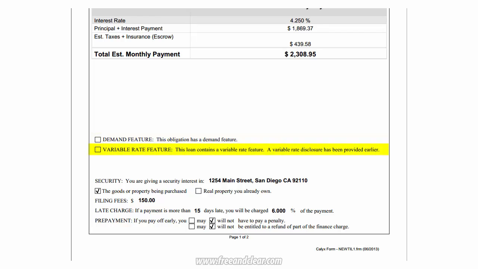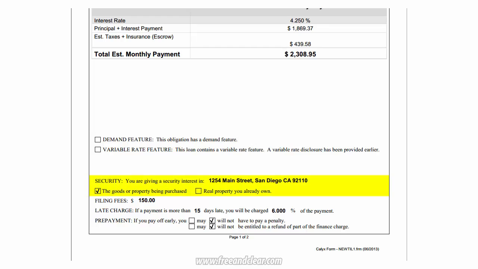The next box indicates if your loan has a variable feature. If your loan has a variable feature, it means that your interest rate could change over the life of the loan. An adjustable rate mortgage, also known as an ARM, has a variable feature, as the interest rate will very likely fluctuate over the course of the mortgage. If your loan has a variable feature, the lender is required to provide additional information that estimates your projected monthly mortgage payment at potential future interest rates.